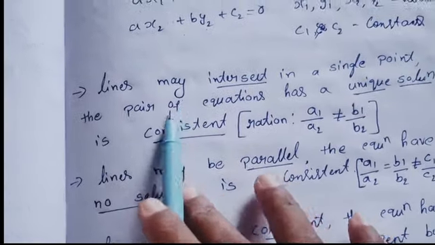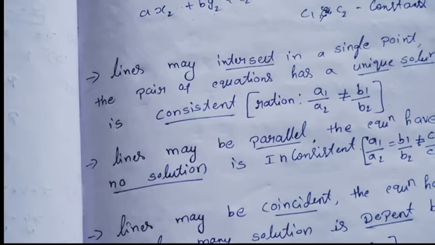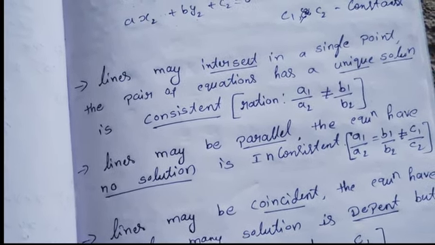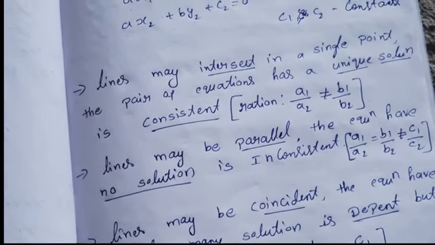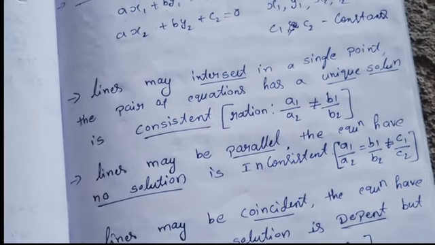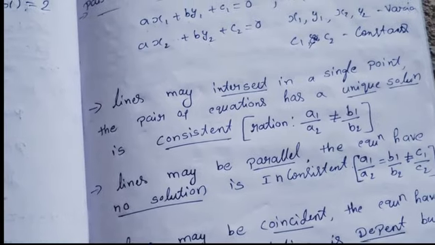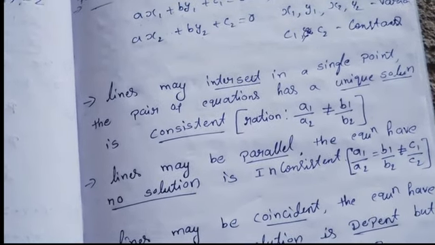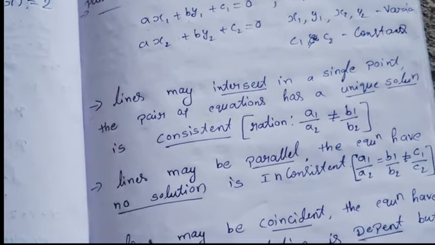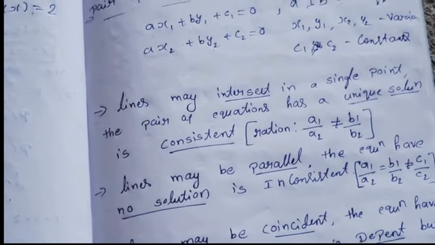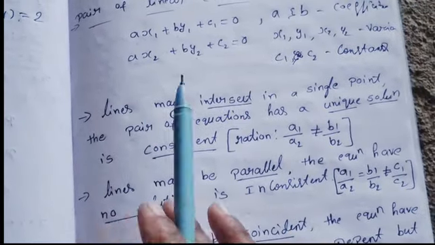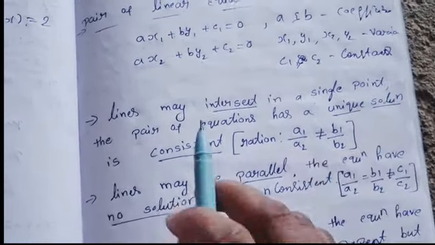In a pair of linear equations, we know there is a graphical method and an algebraic method. In the graphical representation, three conditions are there: the lines intersect each other, or the lines are parallel, or the lines are coincident. What about the solutions and the algebraic conditions? I will explain now. Suppose the lines intersect each other at a single point.